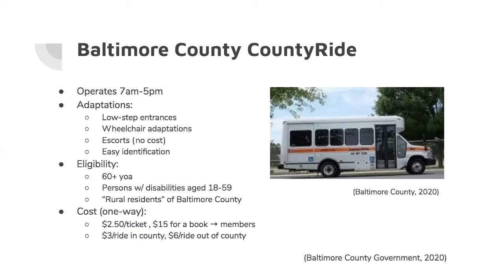In order to be eligible for the county ride option, there are a few different ways that you can be eligible. So you either have to be 60 or greater years of age, a person with a disability aged 18 to 59 years of age, and then there's also an option for being a rural resident of Baltimore County. So the cost of county ride for a one-way would be $2.50 a ticket or $15 for a book, which is 6 tickets. And that's specifically for people who are members of the county ride system. And then if you're not a member of the county ride system, a one-way ticket is $3 a ride if you're going somewhere within the county and $6 per ride if you're going somewhere out of the county.